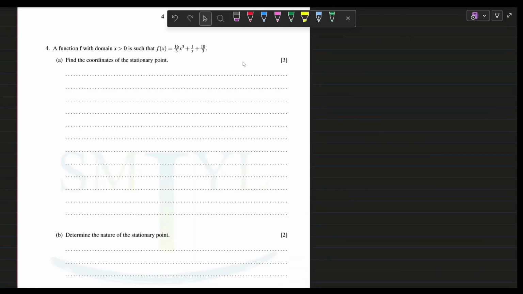Number 4, a function f with domain x is greater than 0 is such that f of x is equal to 16/3 x cubed plus 1/x plus 10/3. Part A, find the coordinates of the stationary point. To get the coordinates of the stationary point, the idea is that the first derivative dy/dx is equal to 0. In this case, since they've given us f of x, it's going to be f prime of x is equal to 0. So we need to find what f prime of x is, and then we're going to equate that to 0 and solve for our x coordinate. Okay, so let's do that.